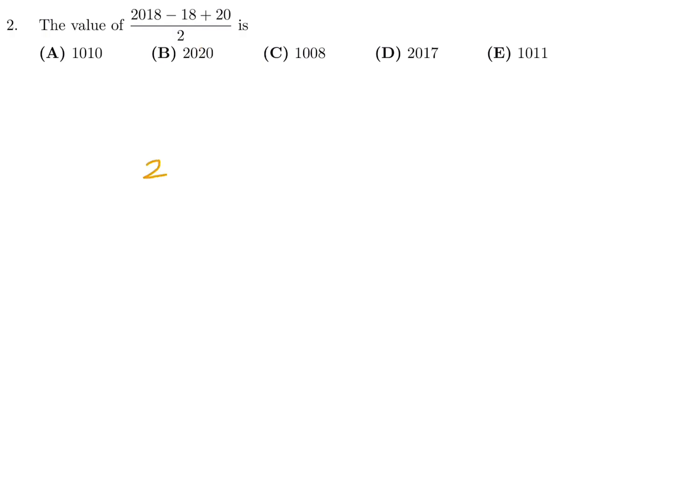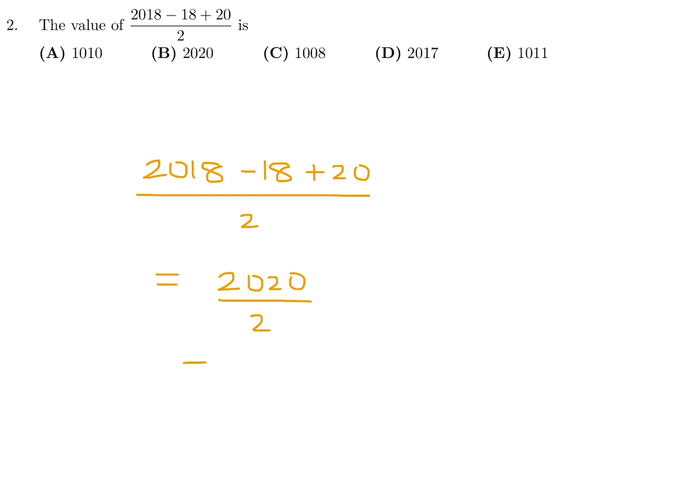The value of (2018 minus 18 plus 20) over 2 is? Well, the numerator looks like 2020, and then divide by 2, and that is, of course, 1010. So number 2, the answer is A.